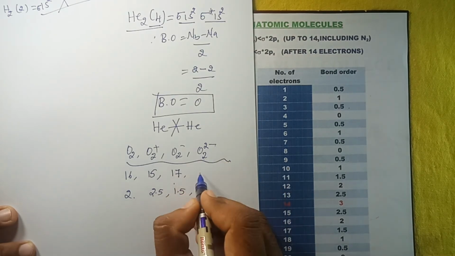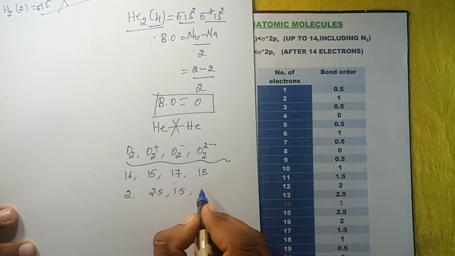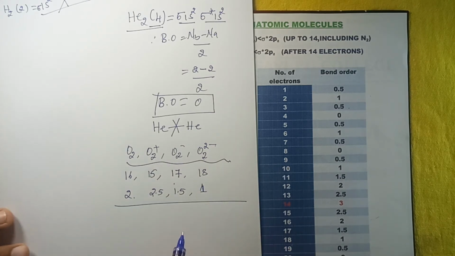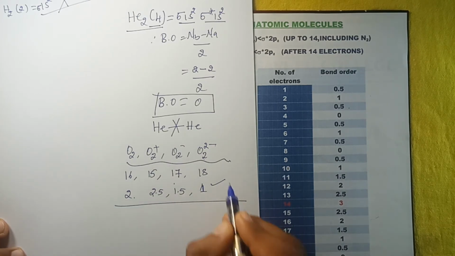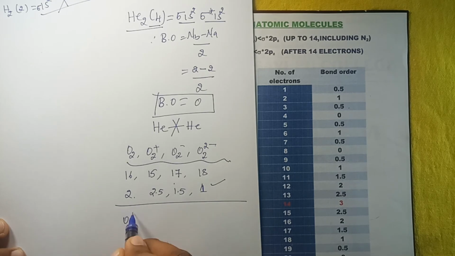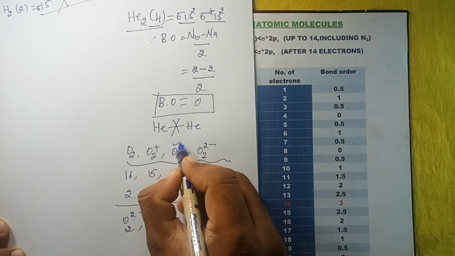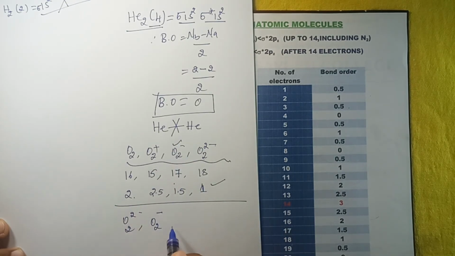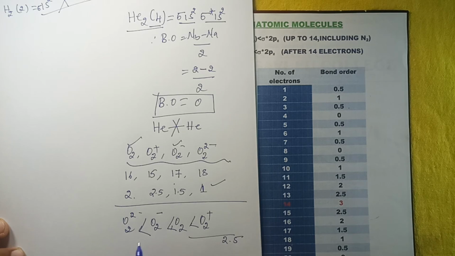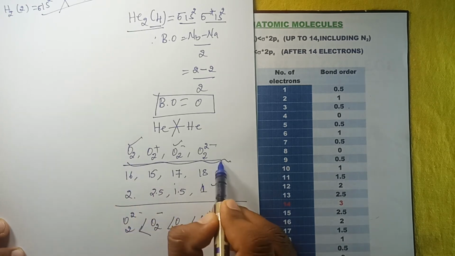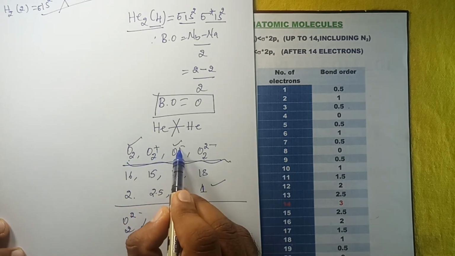O2 2 minus: 16 plus 2, 18. Bond order 1. So which has the lowest bond order? O2 2 minus. Next O2 minus. Next, the third one is O2, and the last one is O2 plus. So we have to put it like this. O2 plus has the highest bond order, 2.5. By this way we can arrange the increasing order of bond order of O2, O2 plus, O2 minus, O2 2 minus.